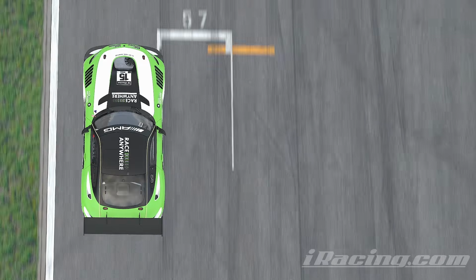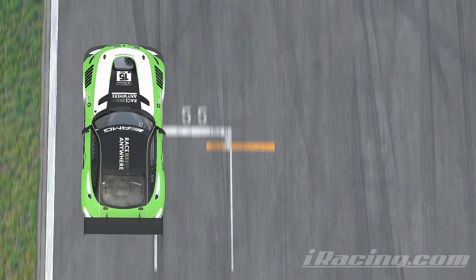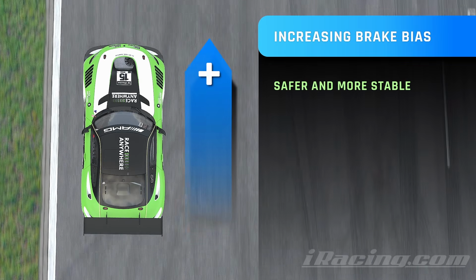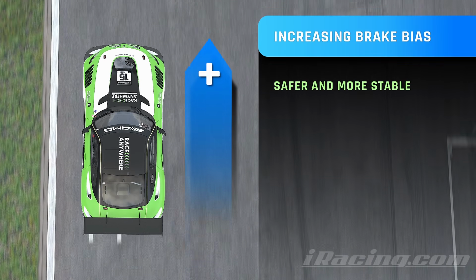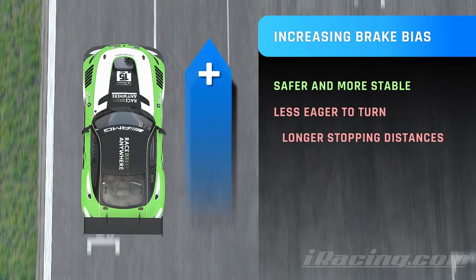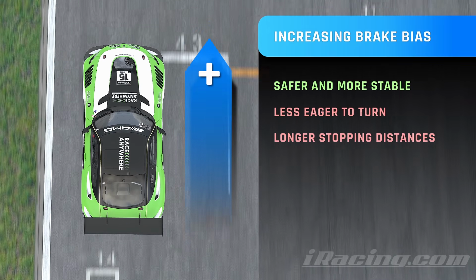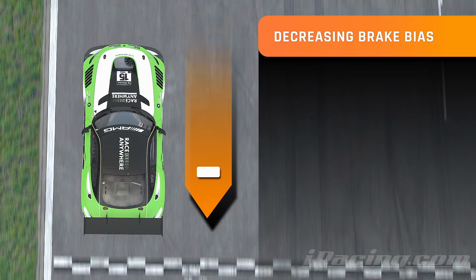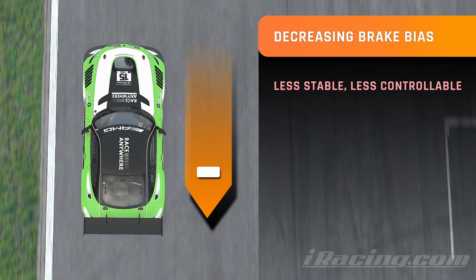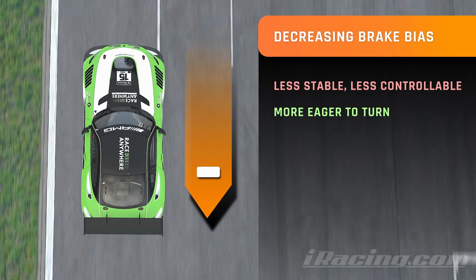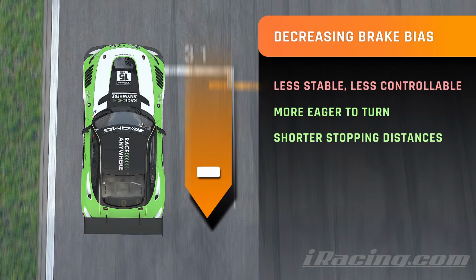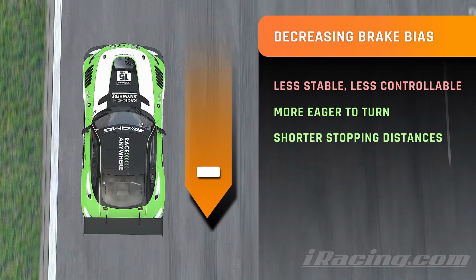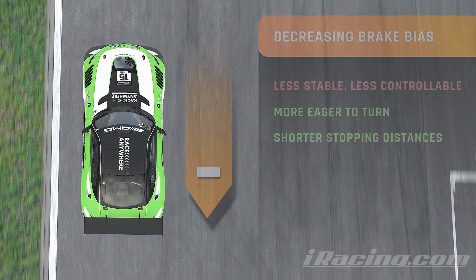So what does brake bias do exactly? Well, generally speaking, increasing brake bias makes a car safer and more stable while braking, but makes it less eager to turn and increases your stopping distances. In other words, safer but slower. Decreasing brake bias makes a car more unstable and nervous while braking, but makes it more eager to turn and can also improve your stopping distances. In other words, looser and sketchier, but has the potential to be faster if you can control it.